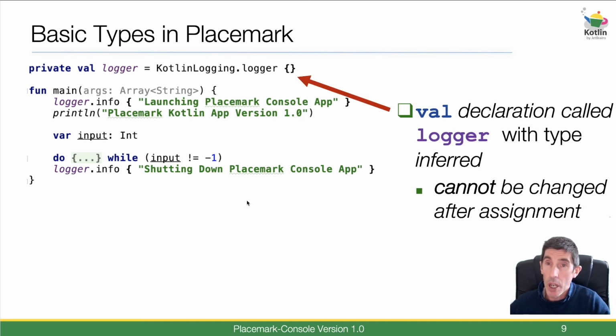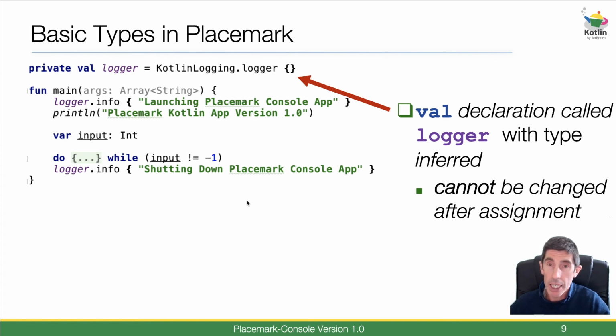However, our logger, we can declare as a val, because once it's assigned, we don't need to change it again. So to try and help the compiler optimize our code and the resultant bytecodes, making them as small as possible, we declare our logger as a val, here again with the type inferred, so we don't need to explicitly specify the Kotlin logging type. This cannot be changed after assignment.